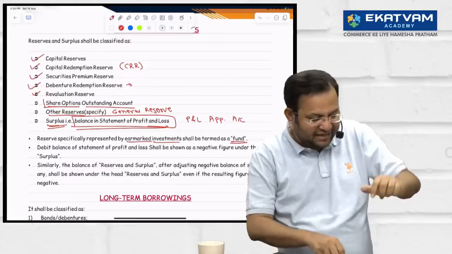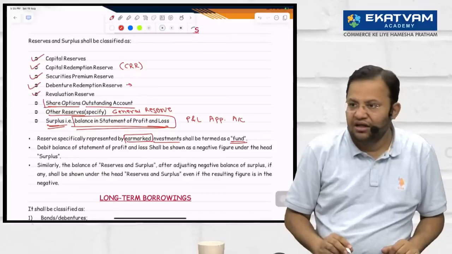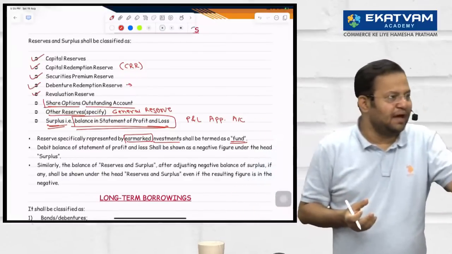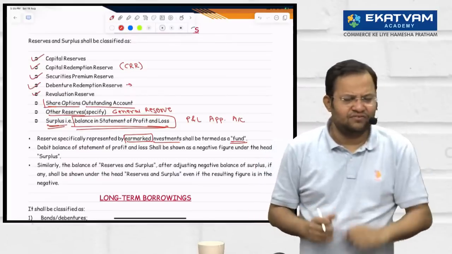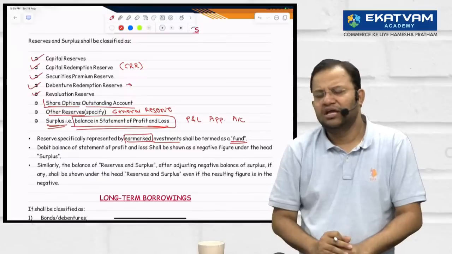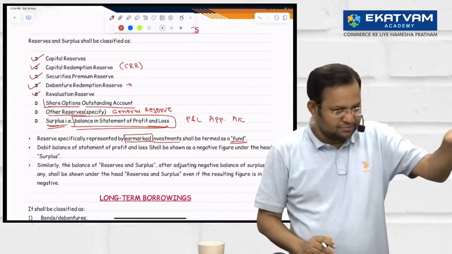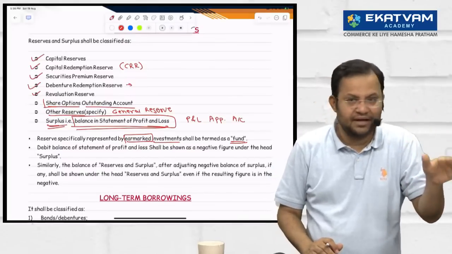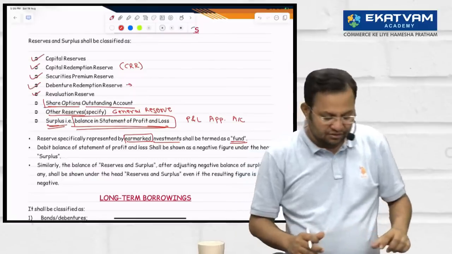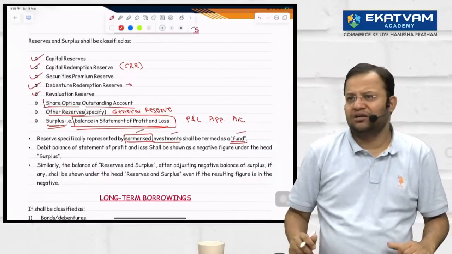Reserves which are backed by earmarked, meaning specific, investment. Like in a house, you have piggy banks. One piggy bank for your marriage, one for your higher education, one, let us say, for emergency expenses. Earmarked. This money you should not put in a piggy bank, put it in mutual funds or index funds or equity. Reserves that are specifically earmarked investments are called what? Fund.